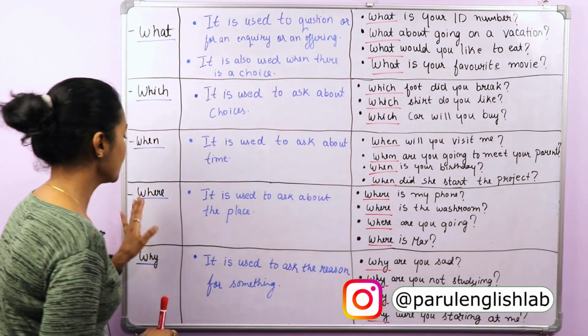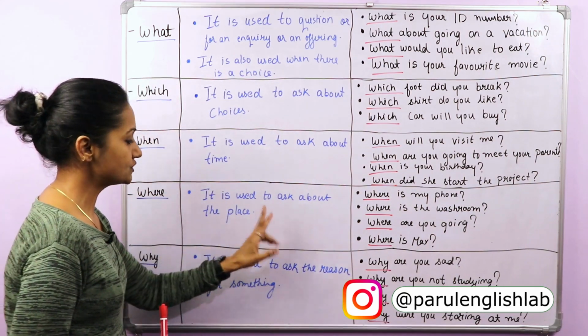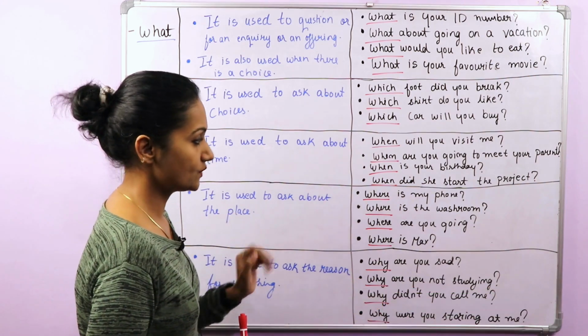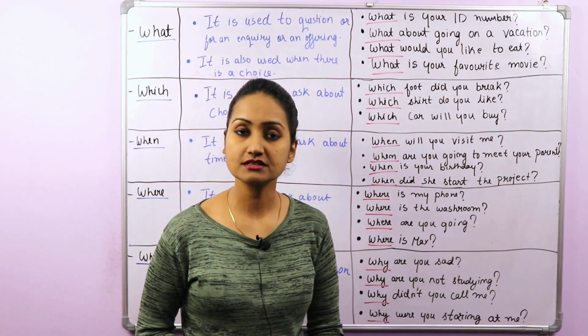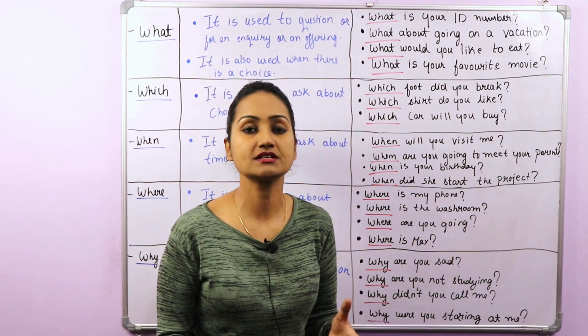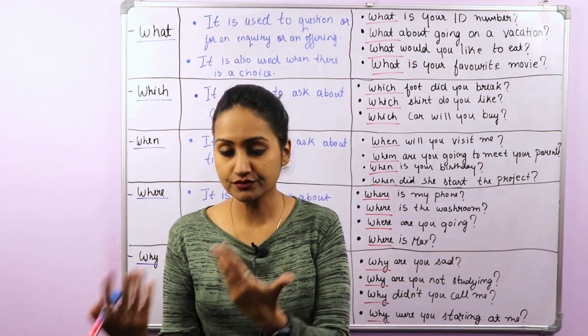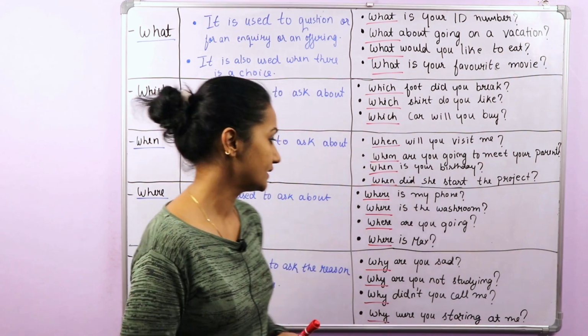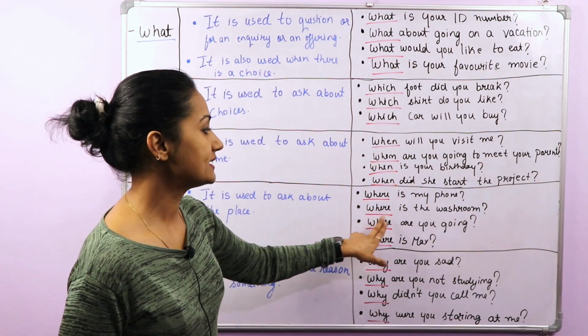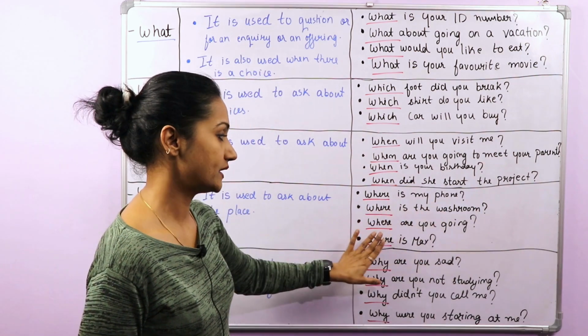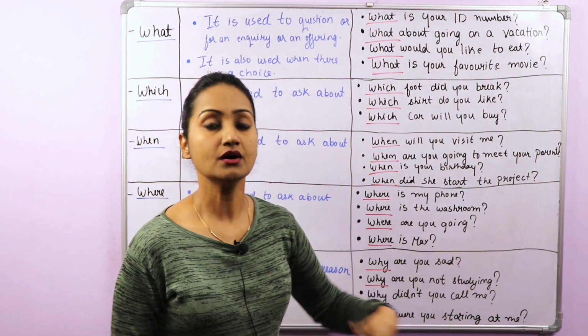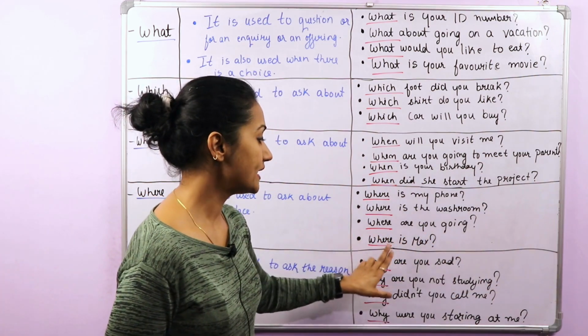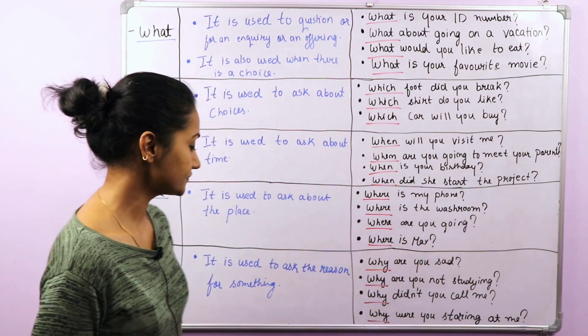Now next is where. It is used to ask about the place. Where is my phone? I can't find it. Where is it? So you want to know whether it is on the table, on the floor, under the bed, where exactly my phone is. Where is the washroom? Where are you going? The place. Where is Max?